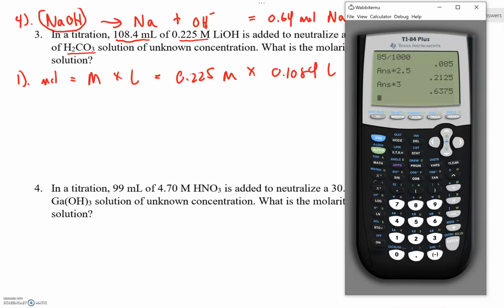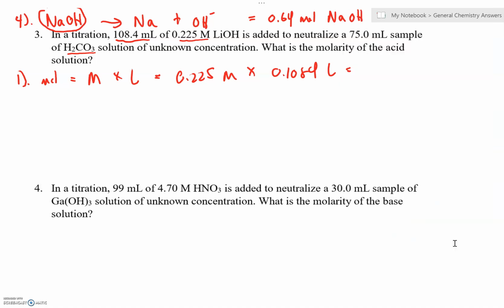Let's bust out our calculator. And here is how many moles of our known we have. 0.225 times 0.1084. We have 0.02439. Let's call that 0.0244, okay? 0.0244 moles of this known. This is lithium hydroxide.